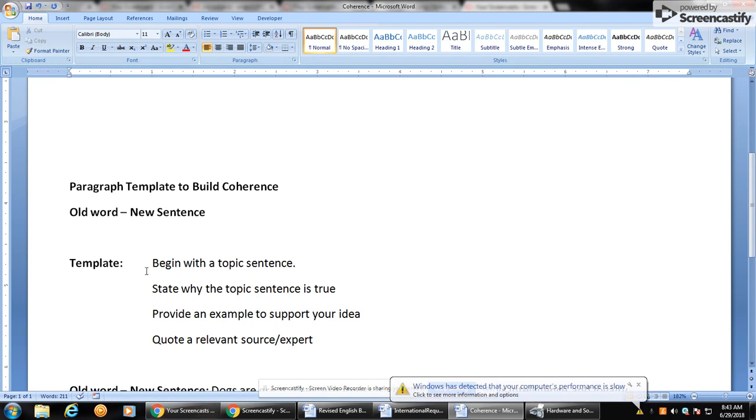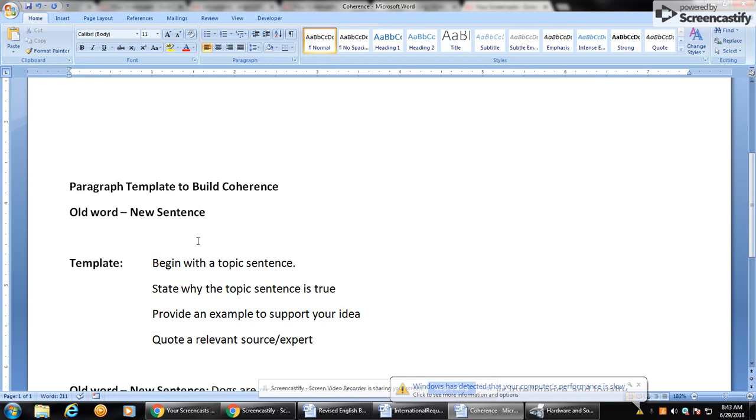You begin with your topic sentence. You then state why your topic sentence is true. Then you provide an example to support your idea, perhaps quote a relevant source or an expert for emphasis, and repeat that process until you have a fully developed paragraph.